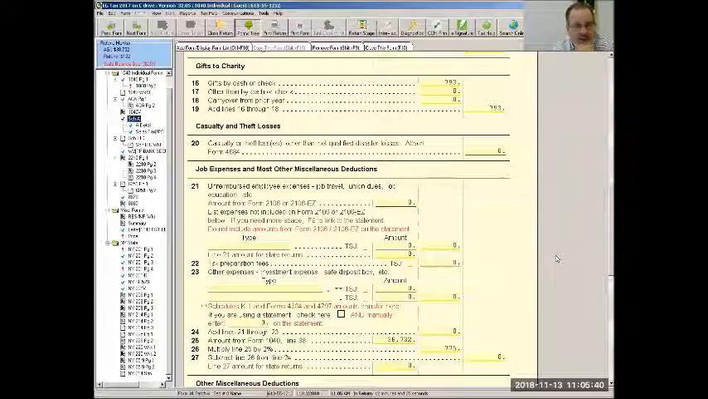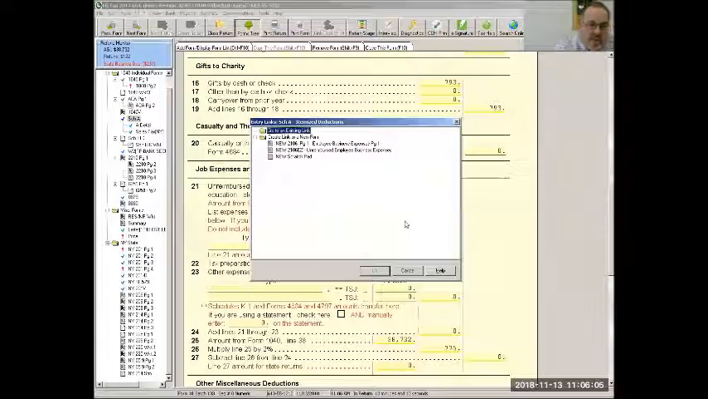Schedule A, line 21, okay? What we're going to do with this is, for this one, we're going to do a 2106, okay? So see the line says amount from form 2106. Can light that guy up, hit F9, and I am going to go into the 2106.